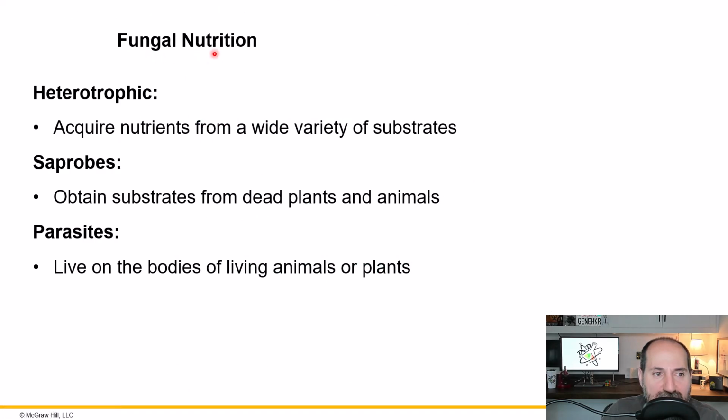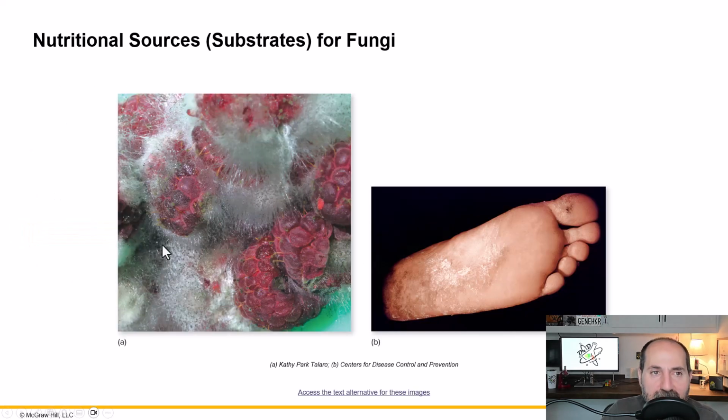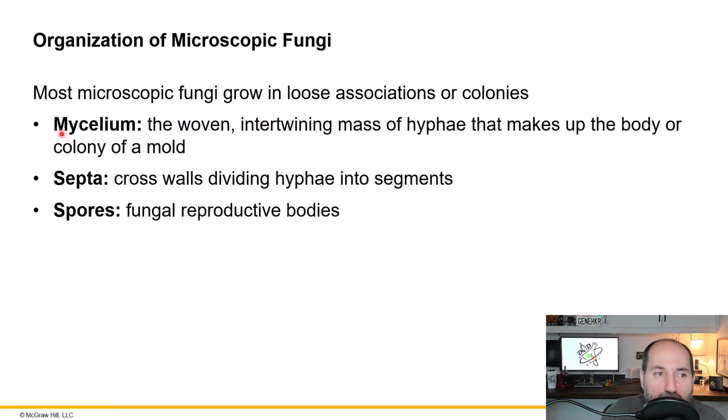You should know that fungi obtain their nutrition as saprobes. Saprobes obtain their nutrition from dead organic matter, dead plants, dead animals. Or remember, some fungi are also parasites, which means they can feed off of living animals or plants as a parasite. Remember that mold form mycelium. Mycelium is the woven, intertwining mass of hyphae. That's that fuzzy layer that appears on your fruit when you have a mold growing on there.